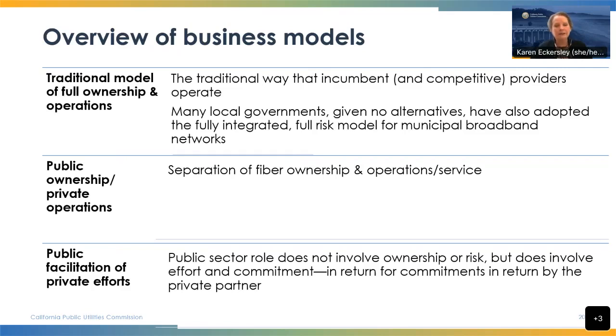At the other end of the spectrum, at the bottom of this slide, there's a minimal role for the local public entity. This is sometimes called the public facilitation of private effort. This means that the public does not take a direct stake in constructing, owning, or operating the infrastructure or providing services, but does ensure that the internet service provider has easy access to public rights-of-way and any other public assets and necessary permits. This is mostly what communities have now, so you can decide if you like this model or not.